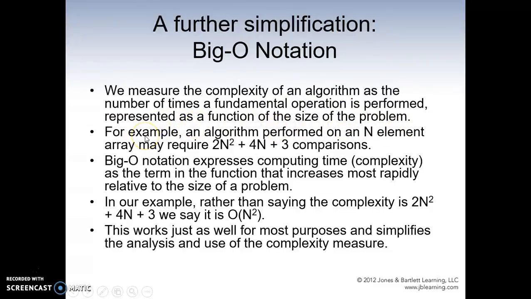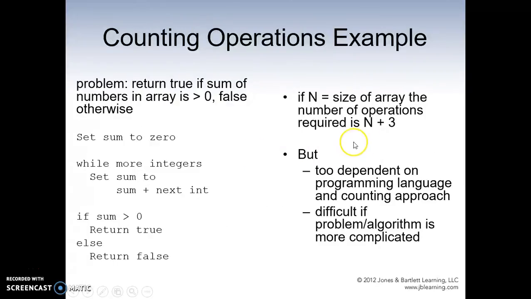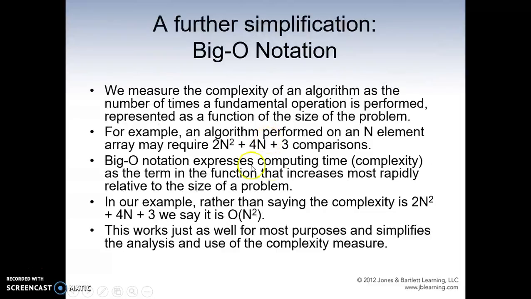For example, an algorithm performed on an n-element array may require 2n squared + 4n + 3 comparisons. And we know how we add that up, just like what we get here. If we have something in the loop, like another add, it could be 2n, or 3n. If we have a nested loop, it could be n squared. So that's how you start to construct the equation. Plus 3 could be the set to 0, comparison and so on.